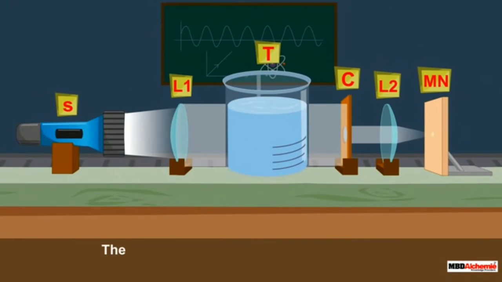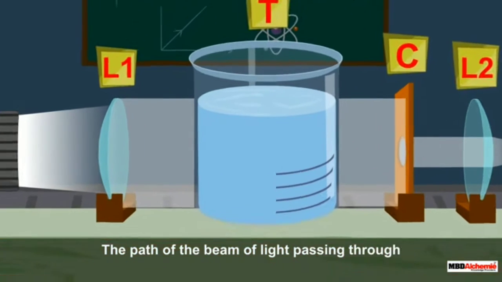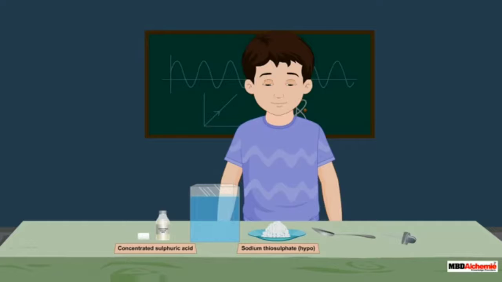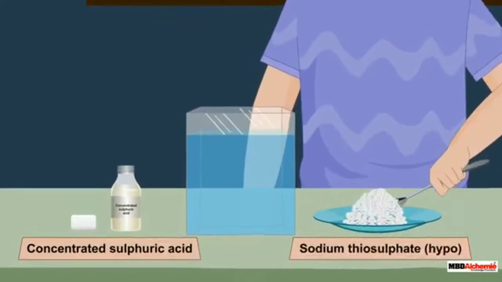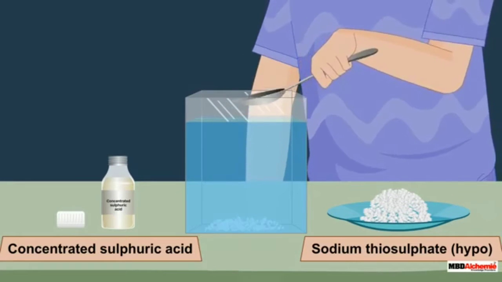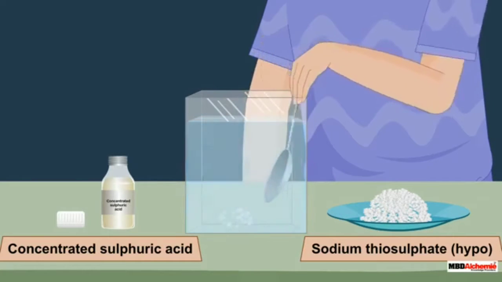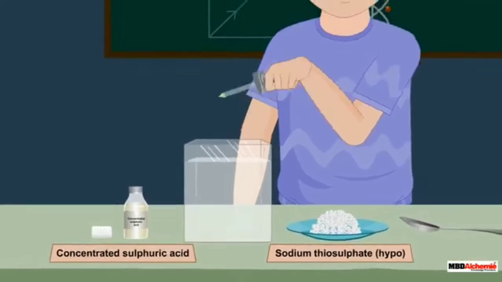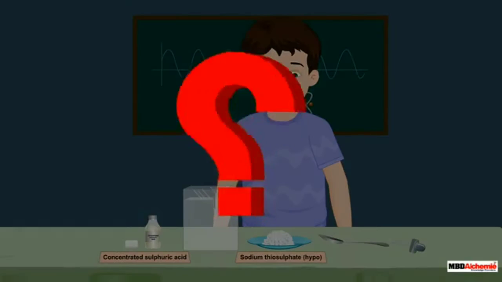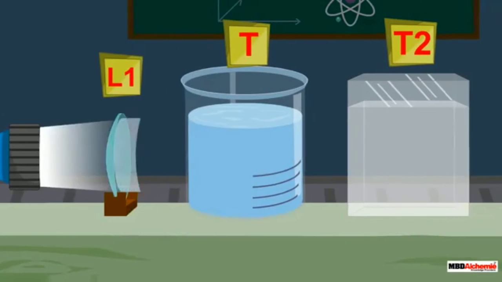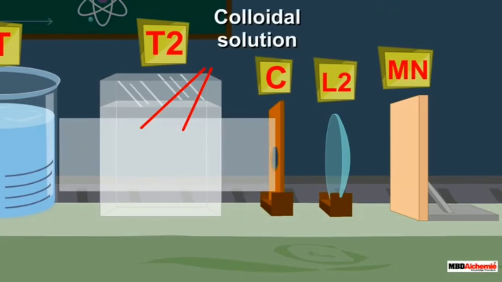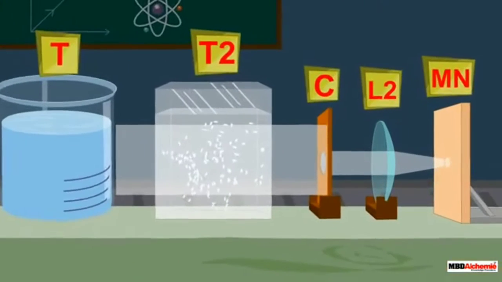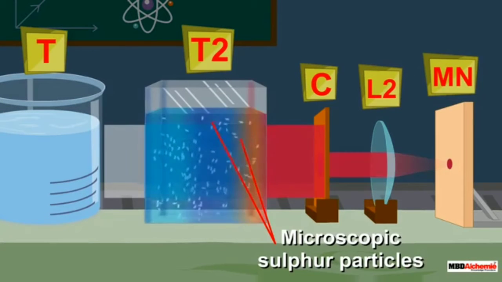As you can see, the path of the beam of light passing through the clear water, that is, true solution, is not visible. Next, dissolve about 200 grams of sodium thiosulfate or hypo in clean water in the tank. Add about 1 to 2 milliliters of concentrated sulfuric acid to the water. What do you observe? The path of the light becomes visible through this colloidal solution. In about 2 to 3 minutes, you will find fine microscopic sulfur particles precipitating.